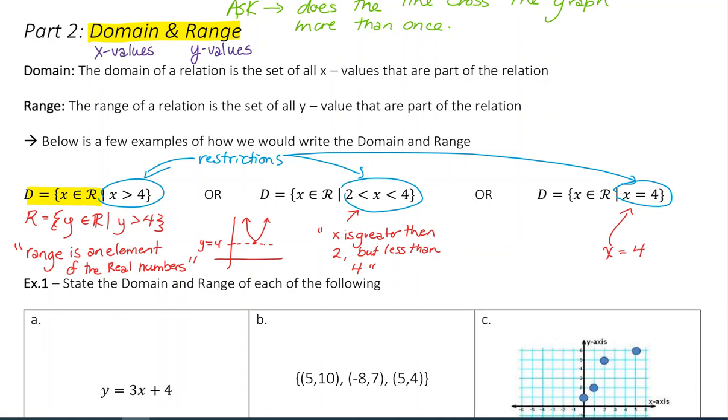There's only one point. It's not a line, it's not a curve, it can't be greater than, it can't be less than, it can only be equal to 4 at that point. Domain and range take a little bit of practice, so make sure you look at the examples and then do some of the suggested exercises to help you get that practice. Okay, so let's move into a few examples here.